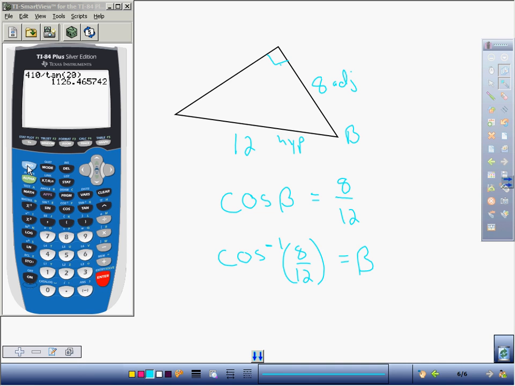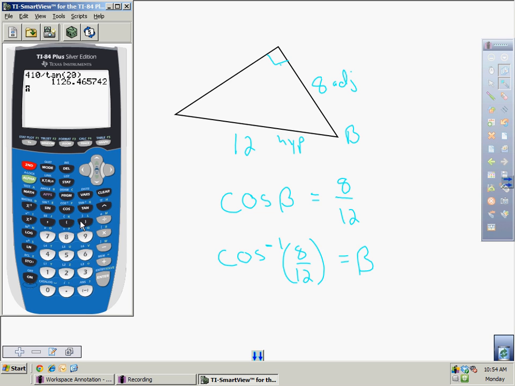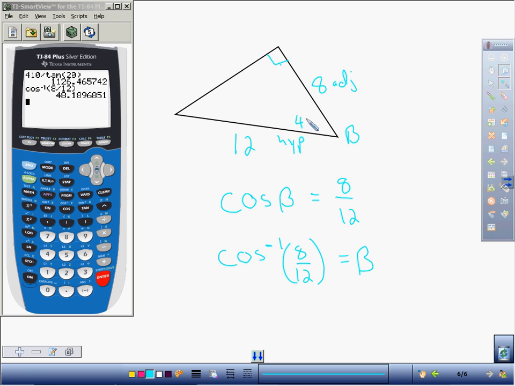So if you hit second, and then I go cosine, see how the -1 comes up? That's called the inverse cosine, and now I go 8 divided by 12, and I get, boom, 48.18 degrees. So that angle right there would be 48.18 degrees. So that's how you use trig to find an angle.